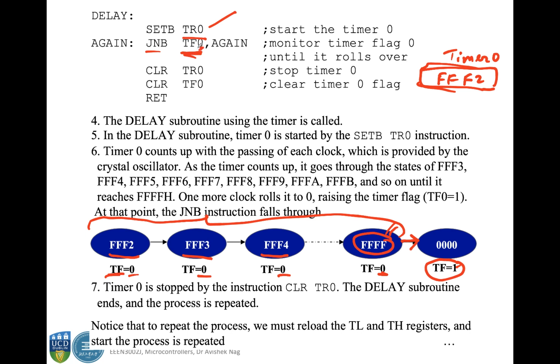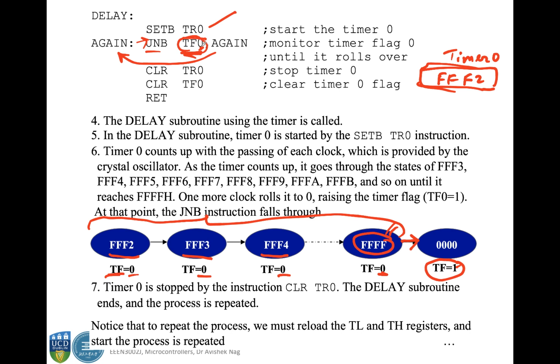So as long as it is 0, that means jump on no bit. So as long as this is 0, it stays in this line. Okay, it checks TF0 and it jumps to the same line until it has a no bit.